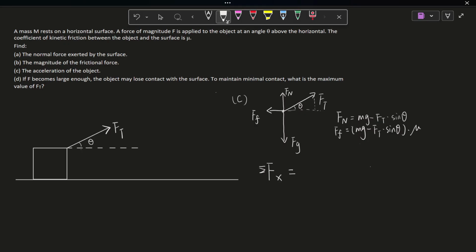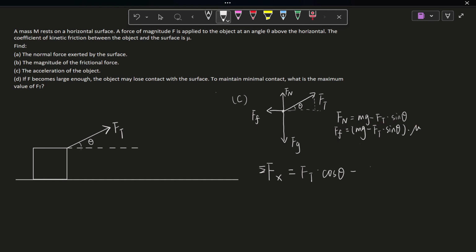Fx is equal to... my suggestion for writing this equation is to always write the big force first. Since it is accelerating that way, the component here is definitely bigger than Ff. If it were smaller than or equal to, it would not accelerate; if it's equal, it will just remain constant, right? So let's write it down. It is equal to Ft times cosine theta minus the Ff over here.